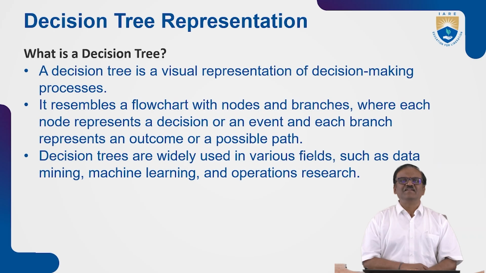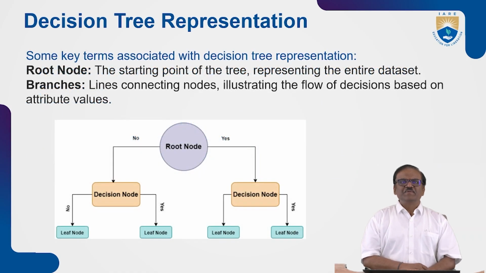Then what is a decision tree? A decision tree is a visual representation of a decision making process. It resembles a flow chart with nodes and branches, where each node represents a decision or an event, and each branch represents an outcome or a possible path. Decision trees are widely used in various fields such as data mining, machine learning, and operational research. Some key terms are associated with the decision tree representation.